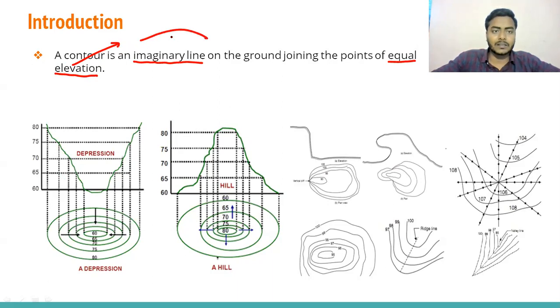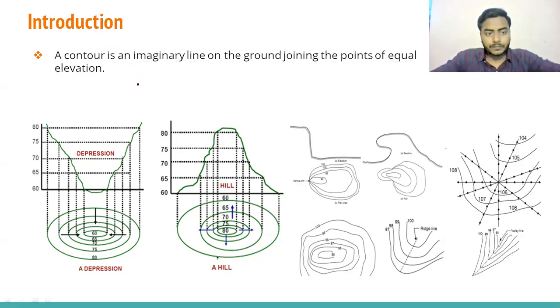Suppose this is the earth. This point is A. So what will be the distance from this earth? And that is mean sea level. Suppose this is mean sea level. So this vertical distance V we can call the elevation of point A is V. So contour is an imaginary line on the ground joining the points of equal elevation.